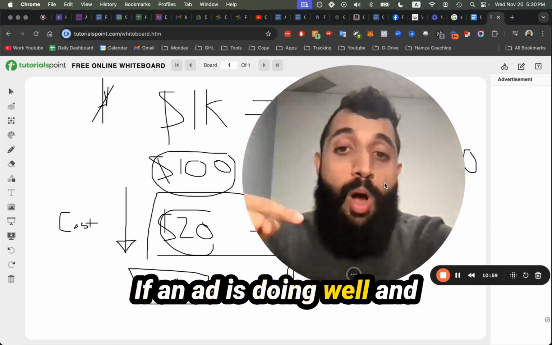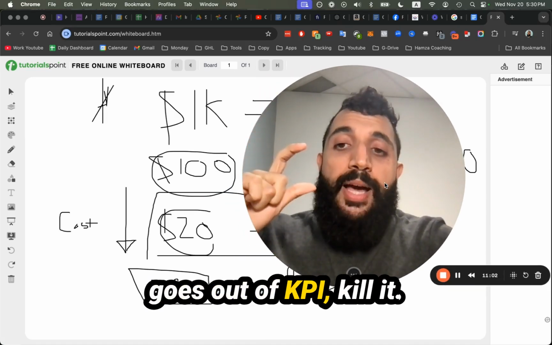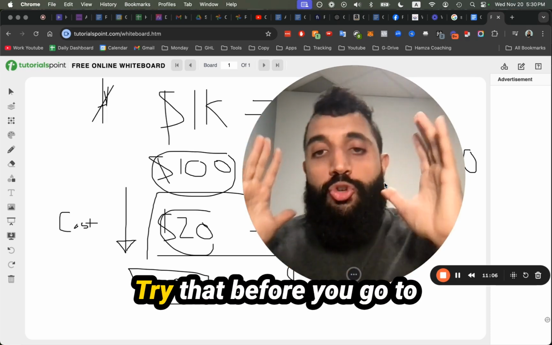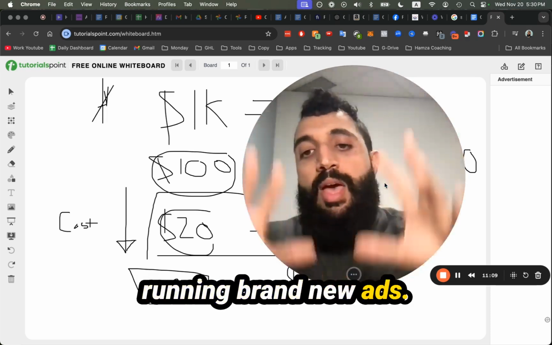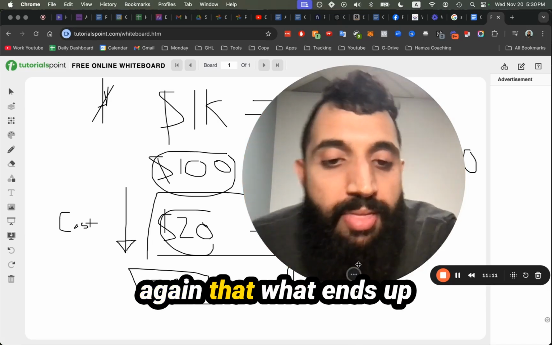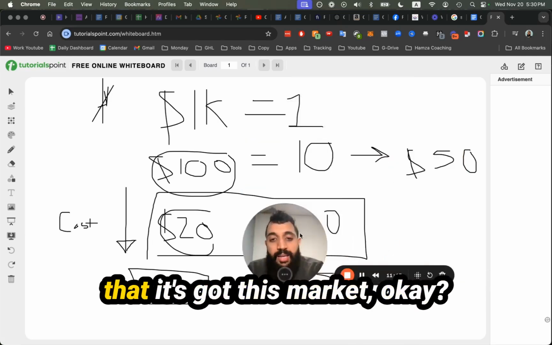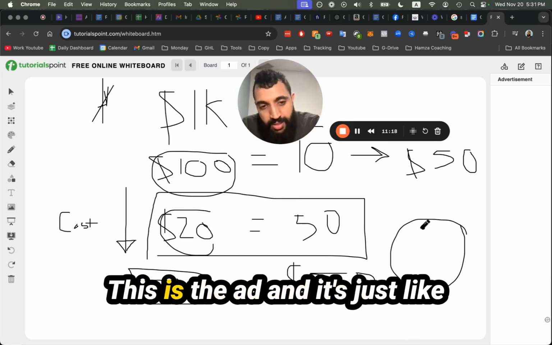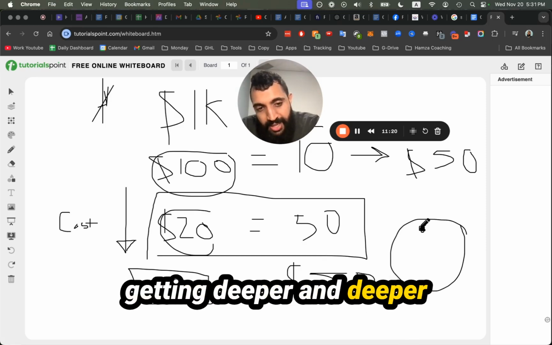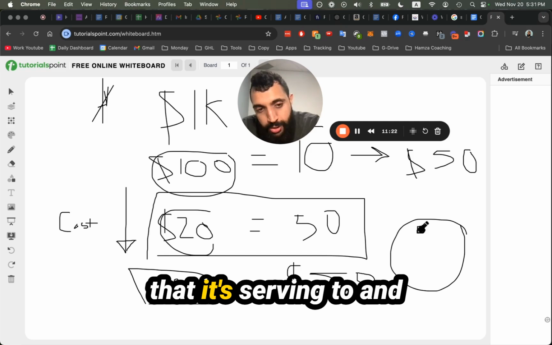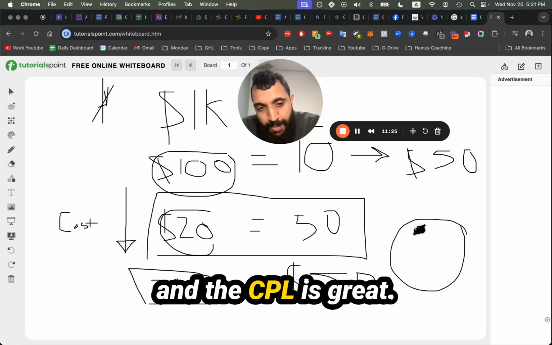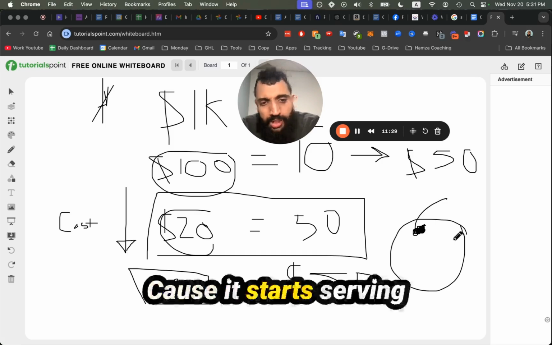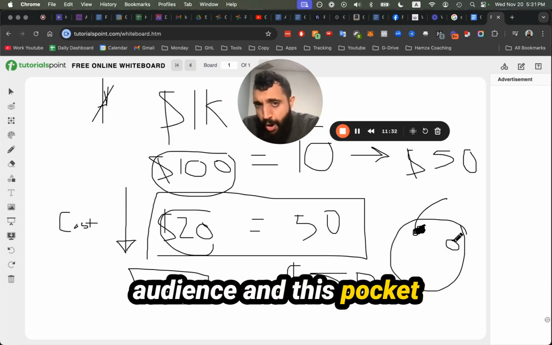If an ad is doing well and then all of a sudden it goes out of KPI, kill it, duplicate it, and then relaunch it as is. Try that before you go to running brand new ads. I have found time and time again that what ends up happening with Facebook is that it's got this market that it's serving your ad to. It's getting deeper and deeper and it's going really well, this is the pocket that it's serving to, and your ad's doing well and the CPL is great. And then all of a sudden, boom, it goes out of KPI because it starts serving to this pocket of the audience.